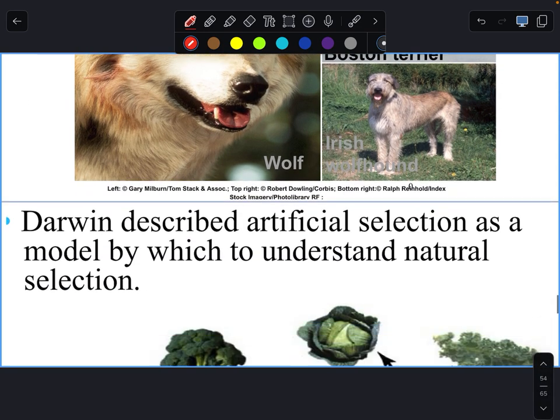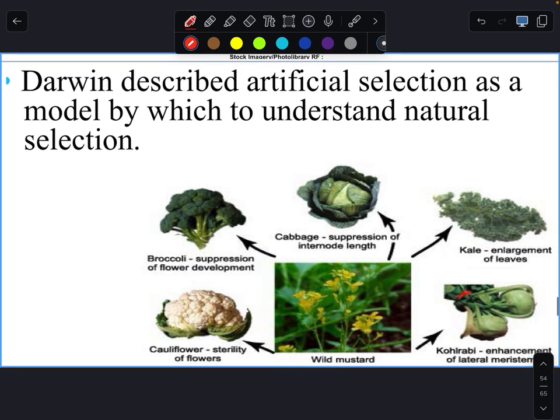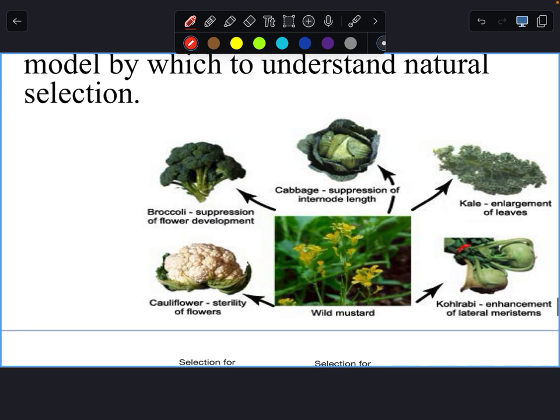That's insane differences, right? But Darwin also knew this, that all these vegetables right here, cauliflower, broccoli, cabbage, kale, kohlrabi. I've never had it, but I see it used on Food Network every now and then. They all come from a common ancestor, the wild mustard plant.